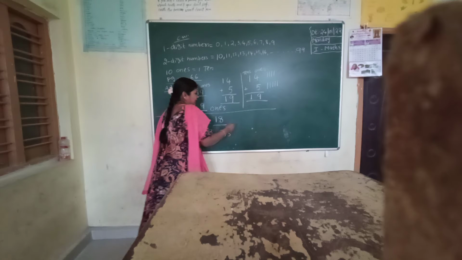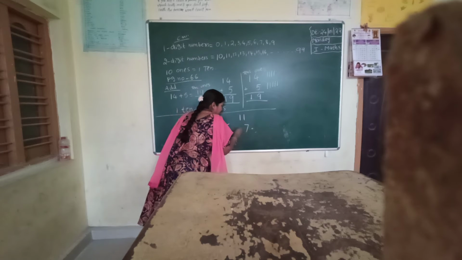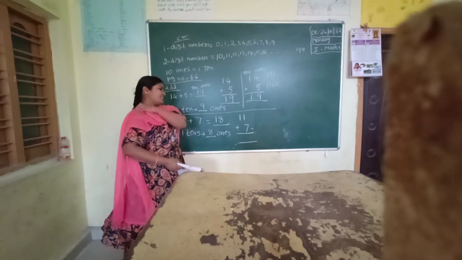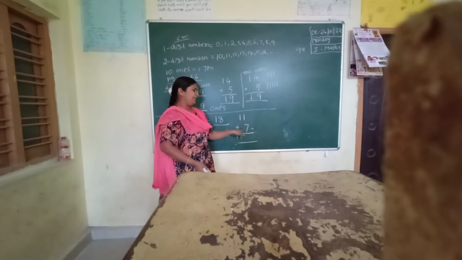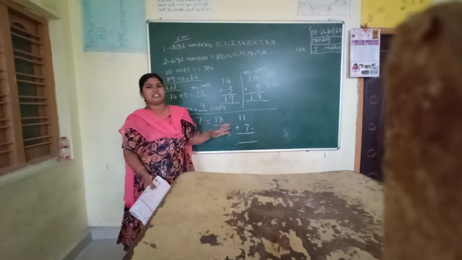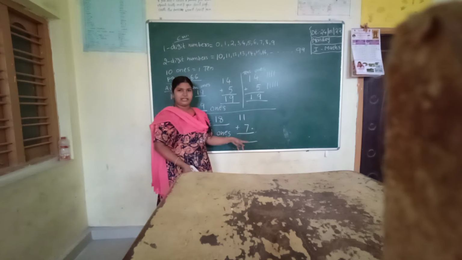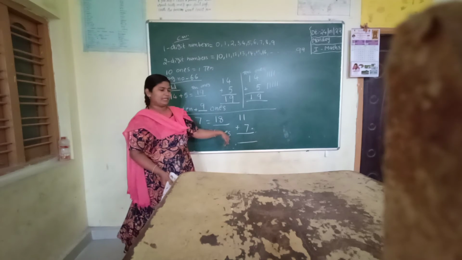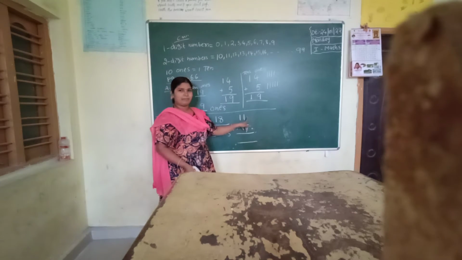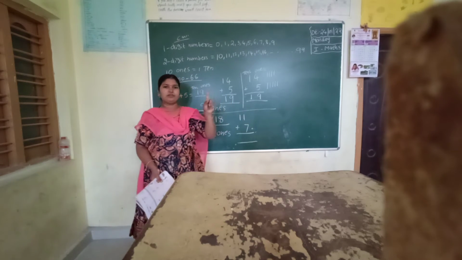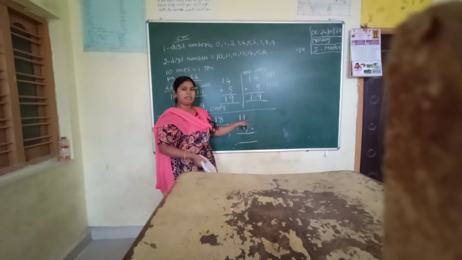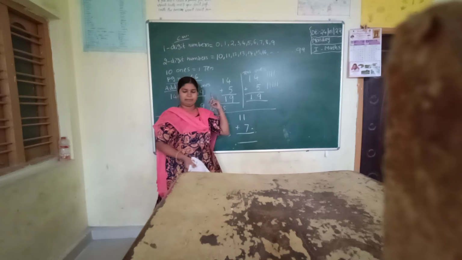Now do the addition, 11 plus 7. You have to do two methods. As I told you, first keep the first number in your mind. Next, which number is there? That many fingers you have to open, count and write. Otherwise, add the ones place separately and the tens place separately. First, in the ones place, which number is there? 1. You have to draw one line beside the 1. Otherwise you have to keep it in your mind.